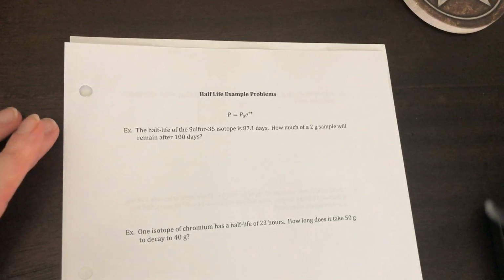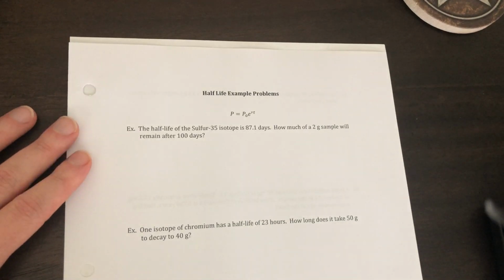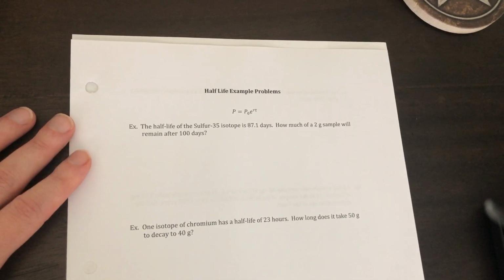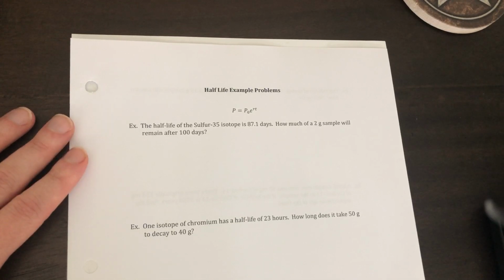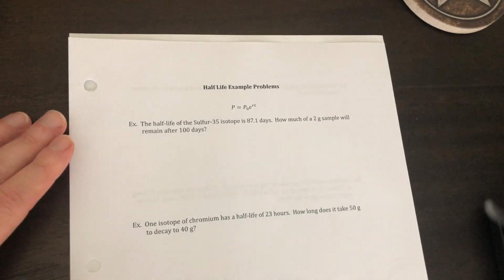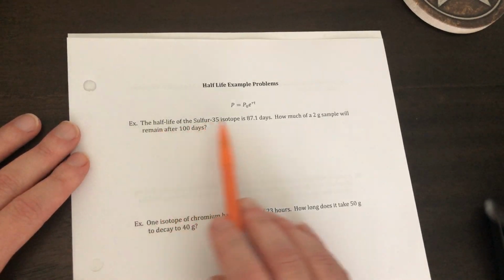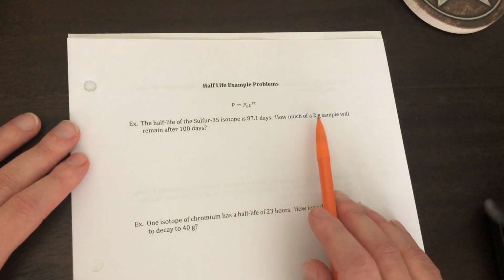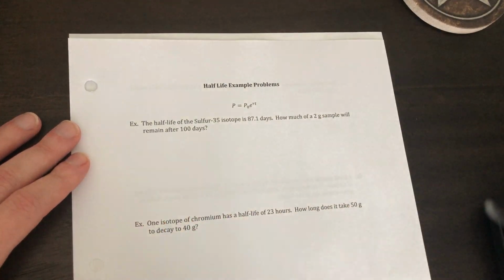So P is equal to P naught E to the RT, where P is your final amount, P naught, P0, is your initial amount, E is your E that we've been using, R is your growth rate or decay rate, and T is your time in years. Okay, so let's take this example. The half-life of sulfur-35 isotope is 87.1 days. How much of a 2-gram sample will remain after 100 days?